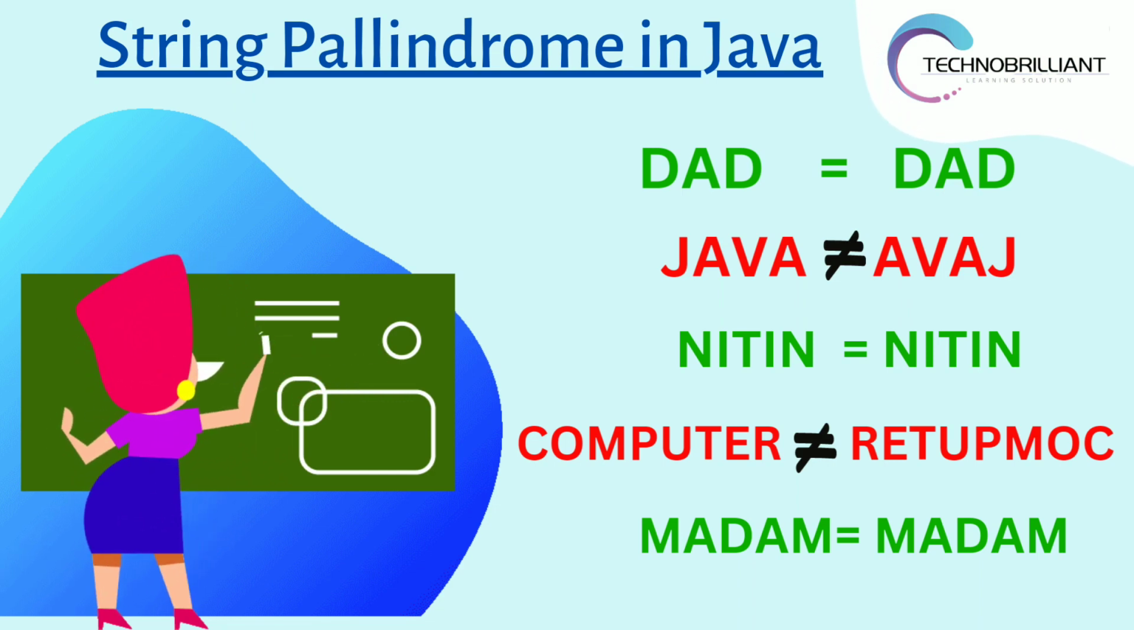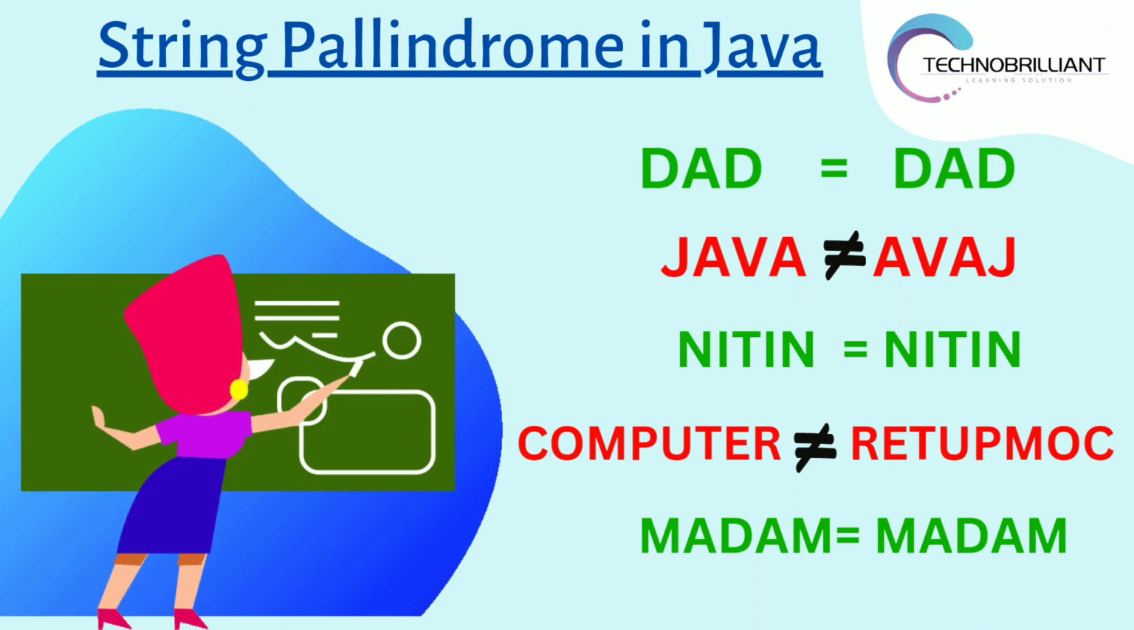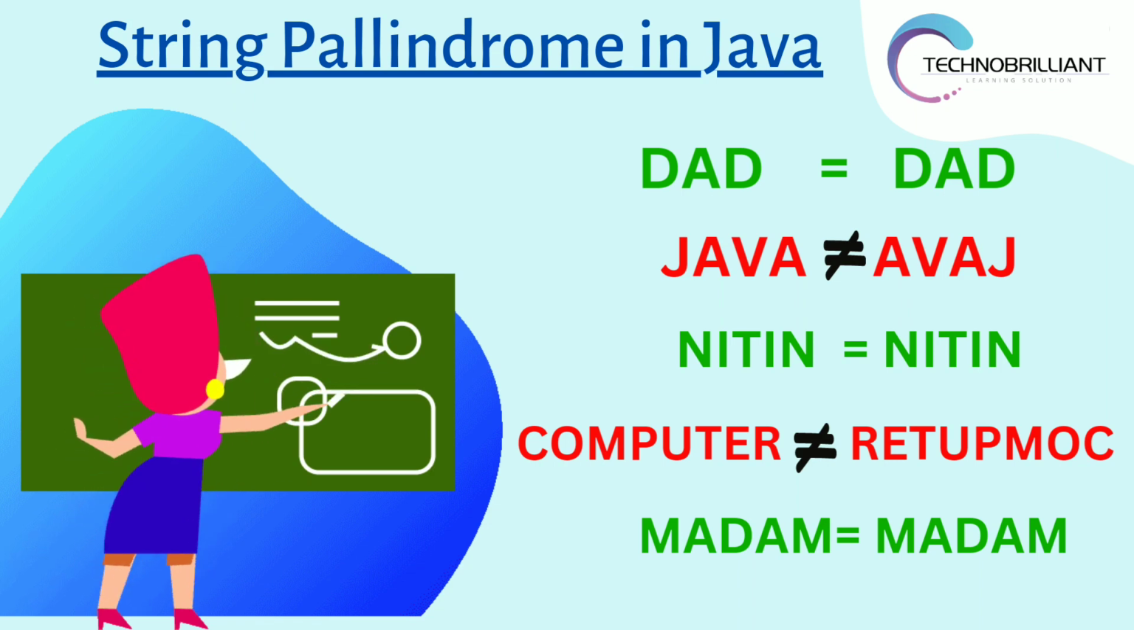In the last program, we already saw how to reverse a string. Today we will see how to check whether a string is a palindrome or not. So firstly, the logic behind a string palindrome is.